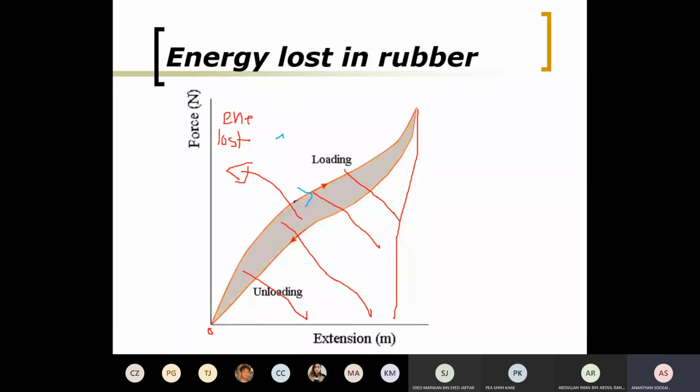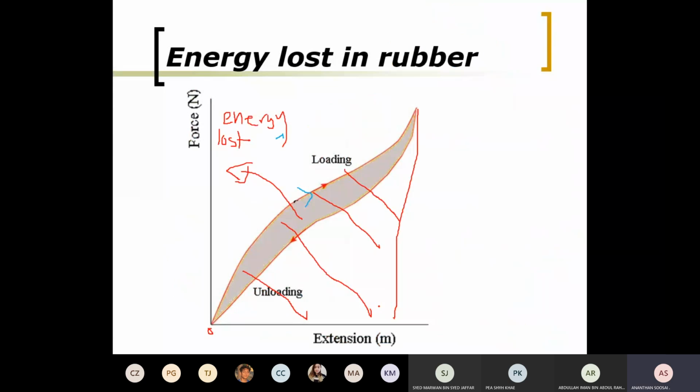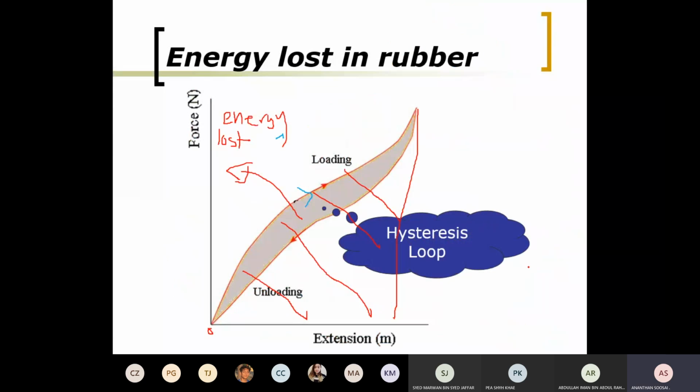For rubber, energy is lost because there is no permanent deformation. It already gets back to the original length. That means all the energy should be released, so some energy is lost. This is lost for rubber. For ductile and brittle materials, energy will be trapped. So this is called a hysteresis loop. It's a very low profile term, they won't use this term. But you should know that the area between the two borders is the energy lost.